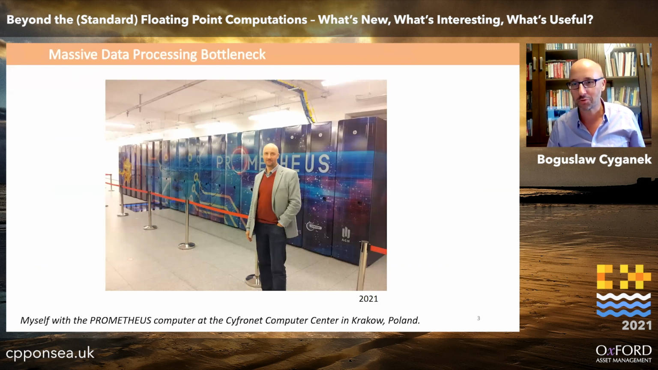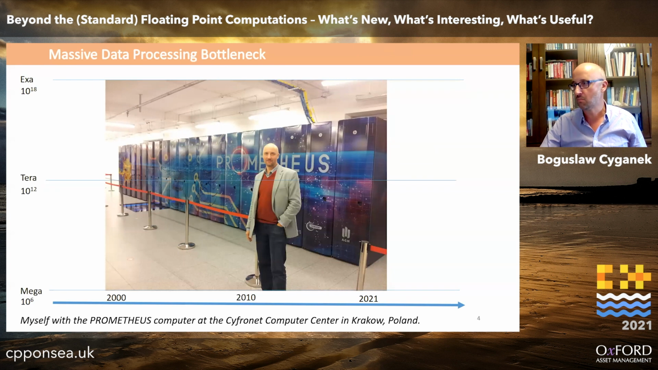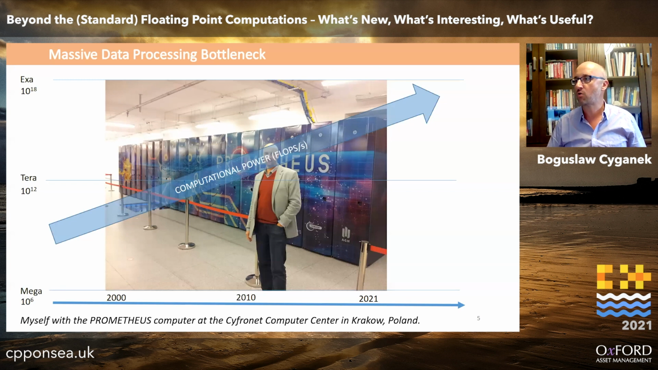So we are talking about computations. So for computations, we need computers. Here is one in Cyfronet Computer Center in my city at my university. It's called Prometheus. And look at this: for the last 20 years, how the computations changed. So computational power, flops per second, is growing from giga to tera to exa, a couple of orders of magnitude.